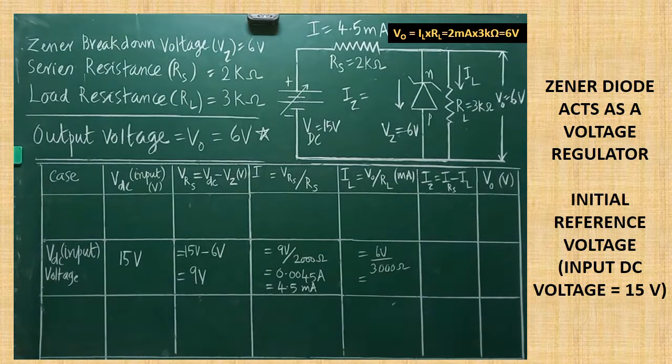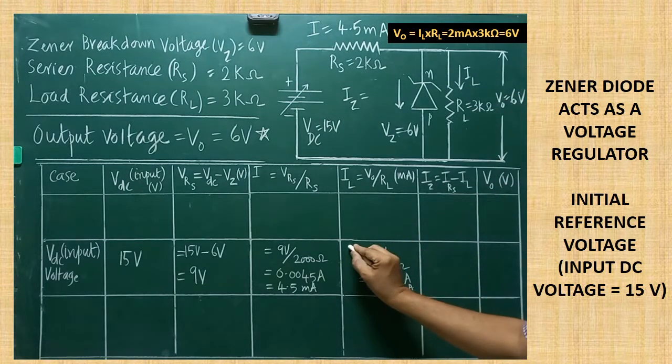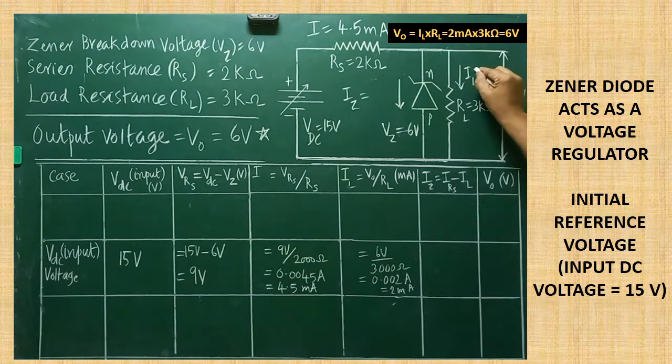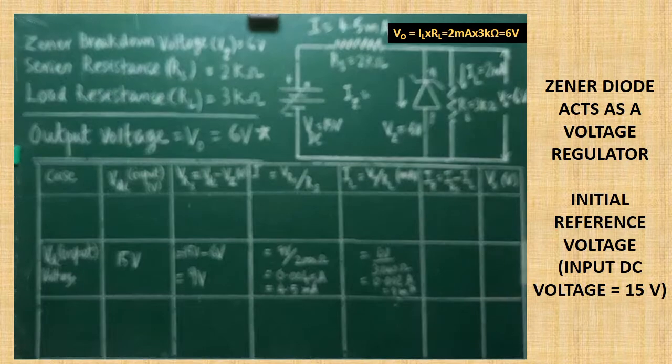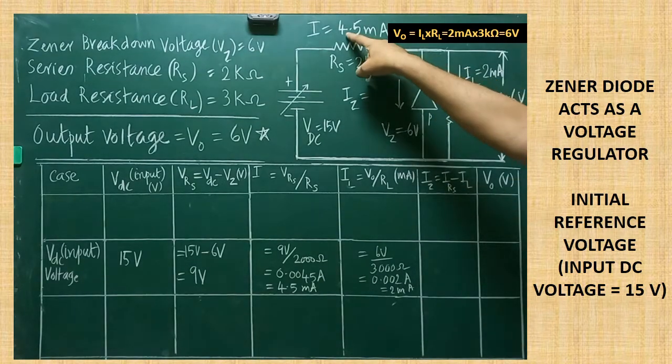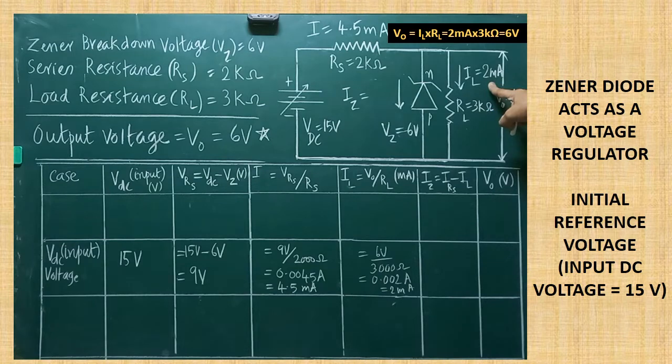6 volt divided by 3000 ohm will be equal to how much? 0.002 ampere, which is equal to 2 milliampere. 2 milliampere is the current which is passing through load. So this is nothing but IL. So IL can be written as how much? 2 milliampere. Here 4.5 milliampere is flowing, here 2 milliampere is flowing.